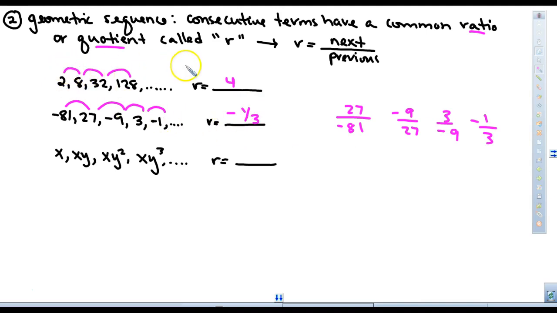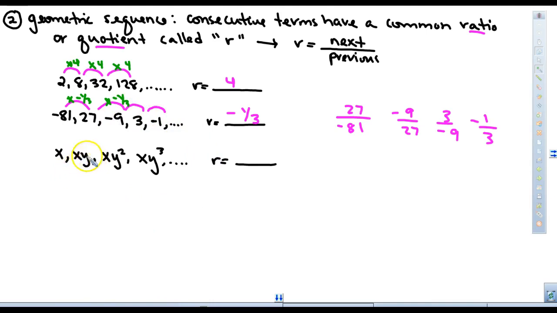So again, it's called a common ratio or quotient, but it's really the number that you're multiplying by each time to get to the next term. So 2 times 4 gives me 8. 8 times 4 gives me 32. 32 times 4 gives me 128. Same thing here. If I were going to do negative 81 times negative 1/3, I would get 27. 27 times negative 1/3, I would get negative 9, and so on.